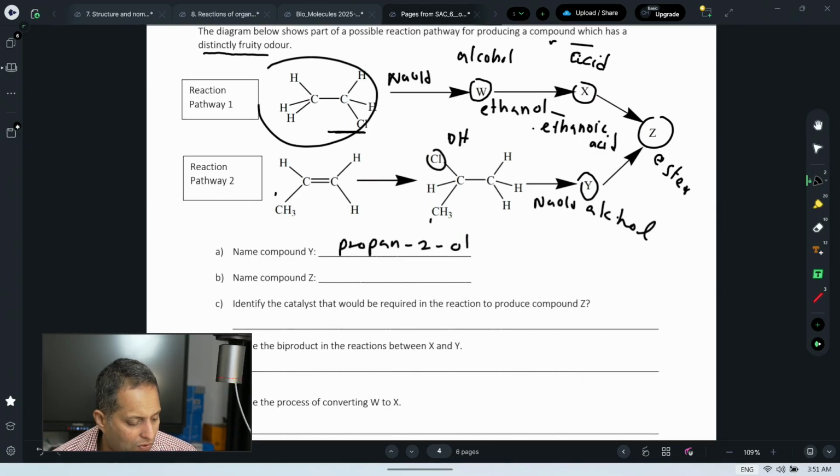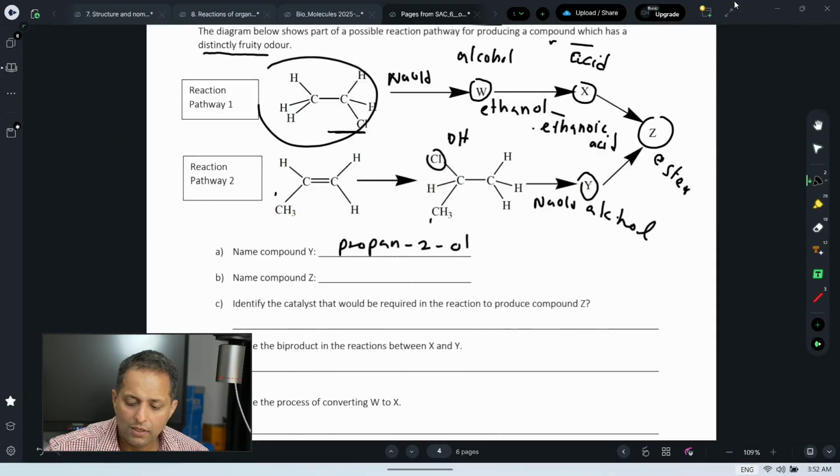Is it propyl ethanol? No, it is not propyl ethanol. Yes, propyl ethanol can be made using propan-1-ol. But here, according to this, you cannot make propan-1-ol. You are making propan-2-ol. So you cannot name this ester. This is a bad question. The syllabus says you don't have to name esters when they are made with secondary alcohol, only primary alcohol. Why are they asking?